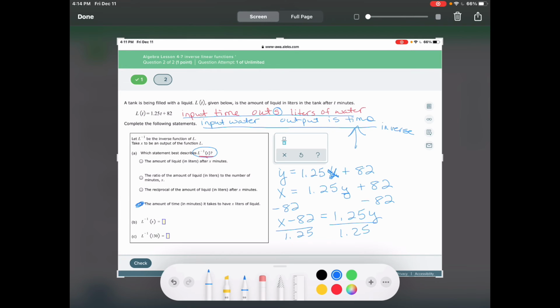So here's my equation: x minus 82 over 1.25. All right. And then I have to plug in and use this equation. And this notation right here just tells me, please plug in 130 for X. So I'm going to do this math: 130 minus 82 over 1.25. I don't happen to be sitting here with my calculator, which is probably not so wise.